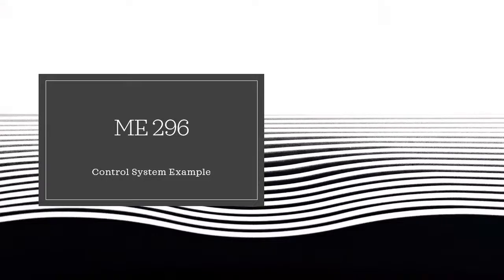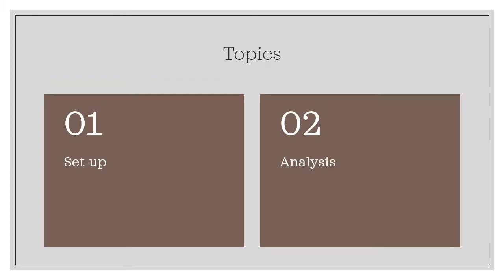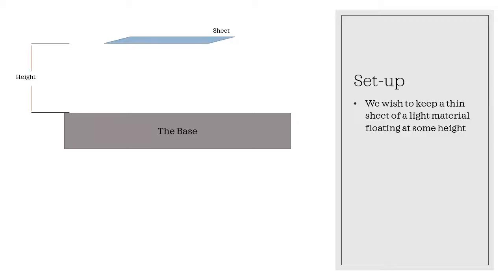Hello everybody, welcome to another ME296 lecture, and this time we're going to walk through a control system. We're going to set up our system, and then we're going to do some analysis. Not mathematical analysis, because we've already walked through how to do that, but instead an analysis of the considerations that we need to keep in mind when we're designing control systems. So first, let's go ahead and set up our system.